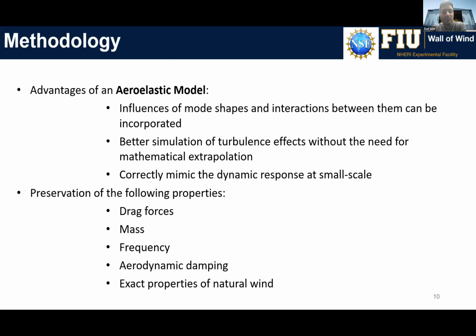So for the methodology, what are the advantages of using an aeroelastic model? Number 1, the influences of the mode shape and their interactions can be well incorporated. There's better simulation of the turbulence effects without the need for mathematical extrapolation, and it can correctly mimic the dynamic response at small scale. However, it's kind of challenging to do an aeroelastic model, and some of the most important features to preserve are the drag forces, the mass, the frequency, the aerodynamic damping, and the exact properties of the natural wind.